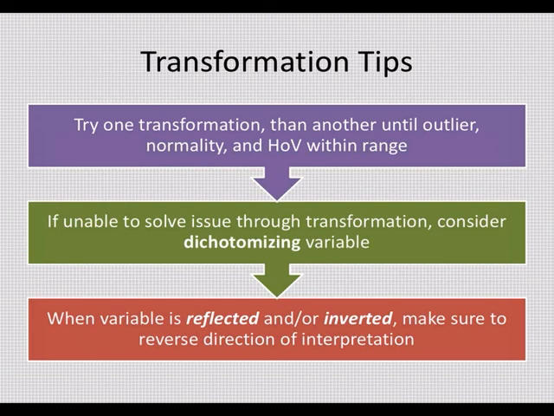And if we're unable to solve this through transformation, which sometimes happens, another way of dealing with it is to dichotomize the variable. If we dichotomize it, it becomes categorical. So we're no longer running ANOVAs. We'll run a chi-square with it instead. So that's another way. It's not the end of the world if transformation doesn't work. Dichotomizing the variable could also be an option, the second line of option.